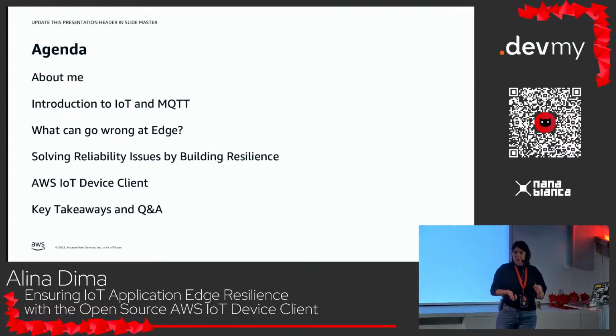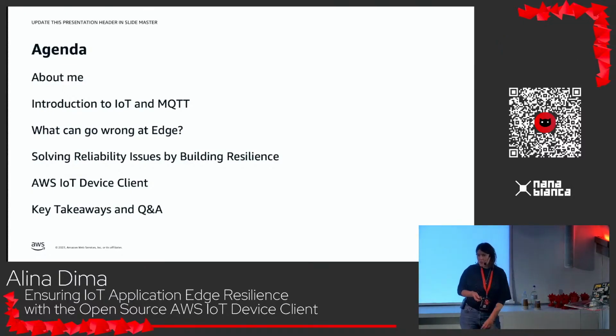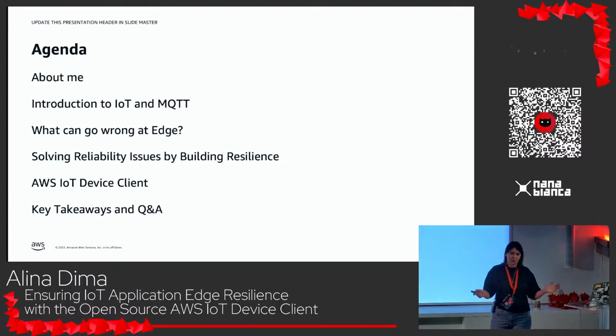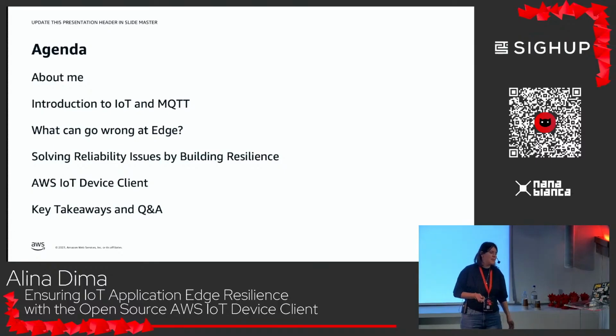And then we're going to look at IoT Device Client, which is a modular C++ open source application provided by AWS with best practices. I'm also going to talk about other tools like MQTT.js, which is also, again, a tool that you can use, which is, of course, open source. It's a library. You can build it in your application to achieve resilience.